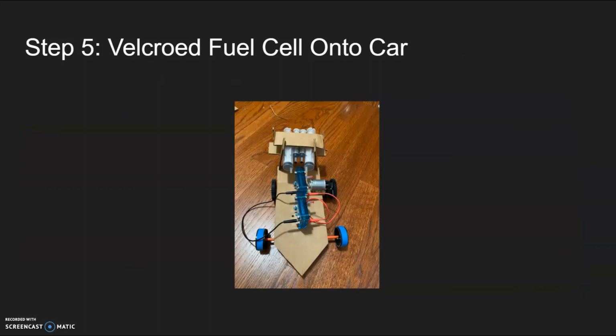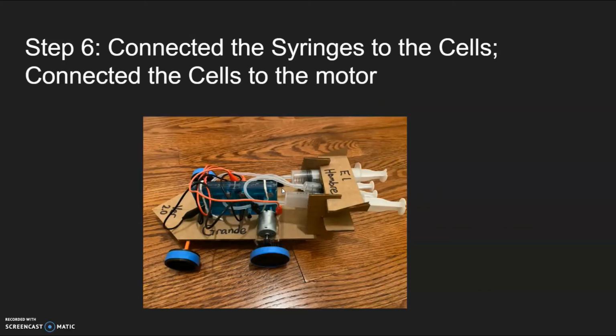In step 5, we attached Velcro to the center of the car, and we attached the fuel cells to the car using the Velcro strips. So as you can see, the fuel cells are attached to the car. And then in step 6, we just connected the syringes and the motor and everything together. And we also wrote our car's name all over it.